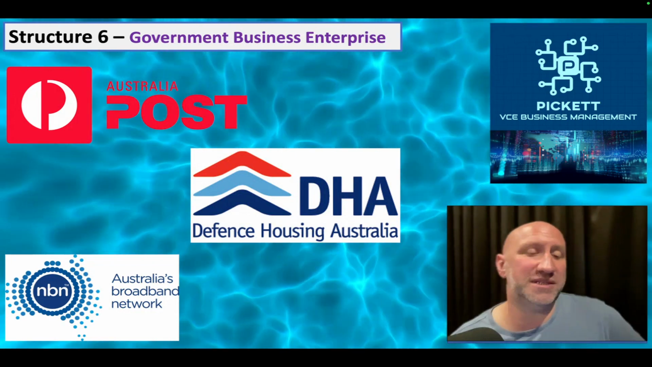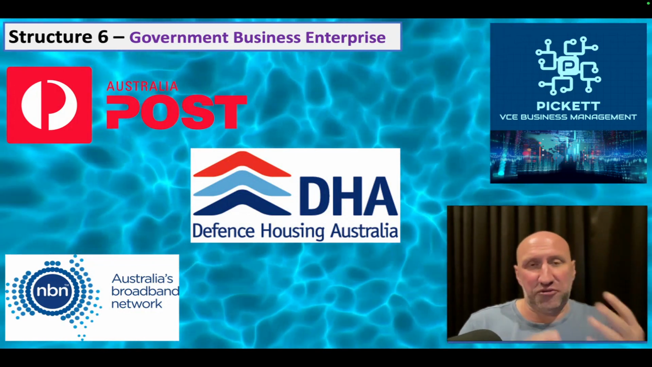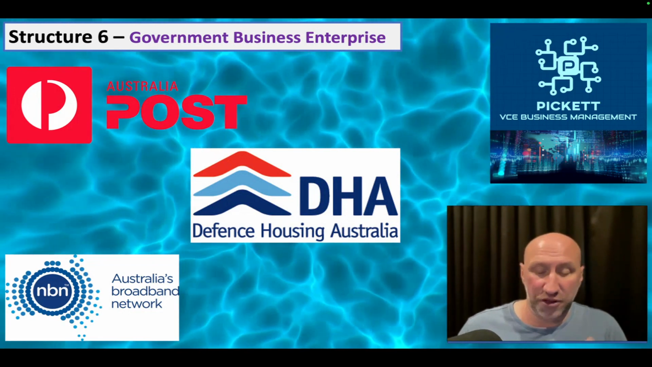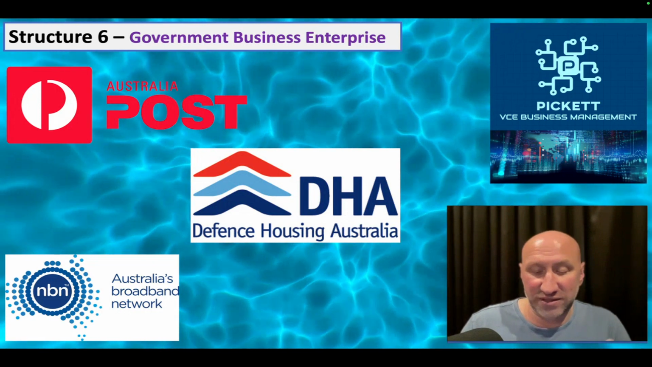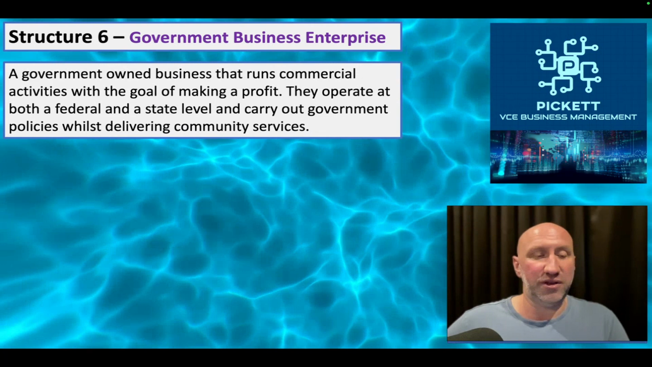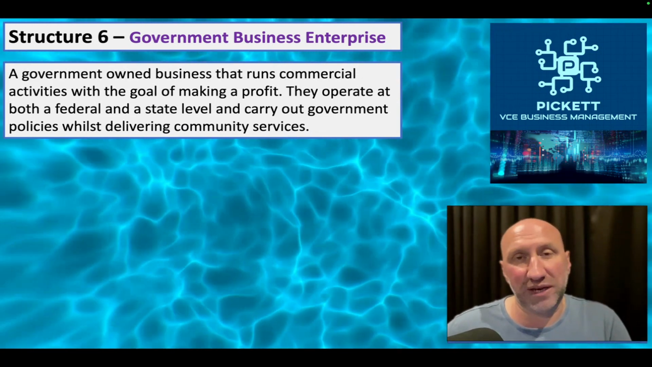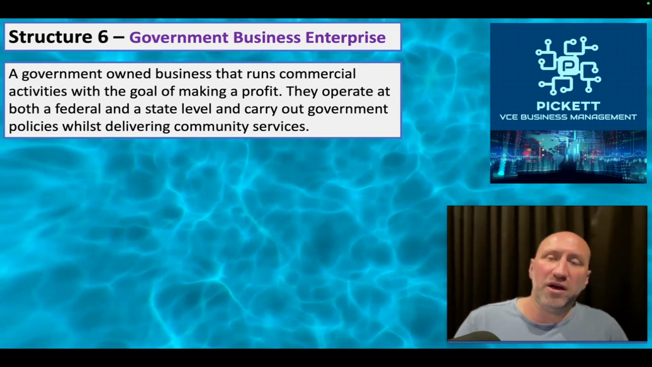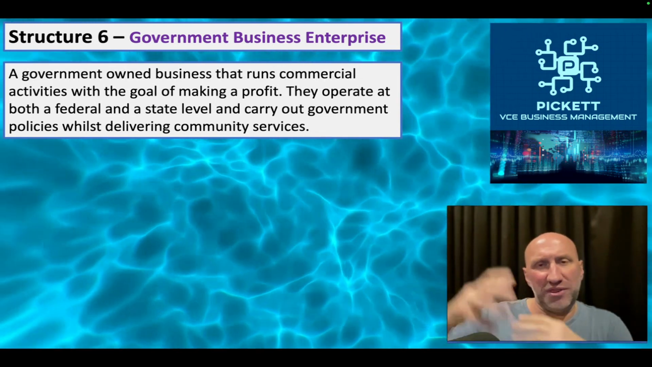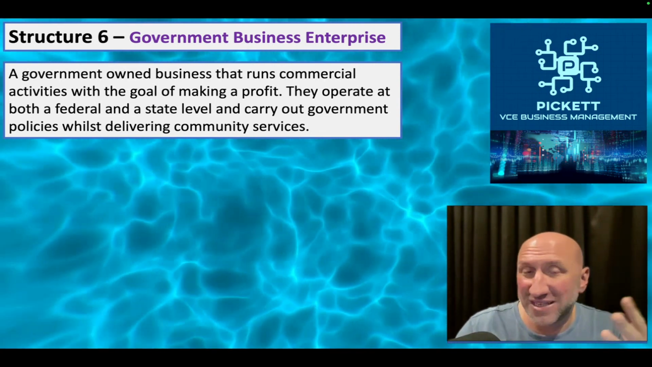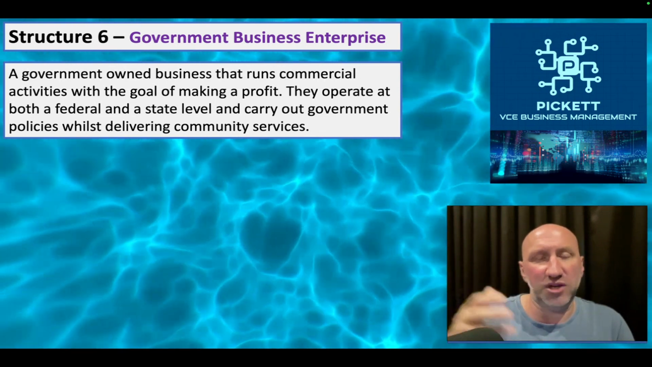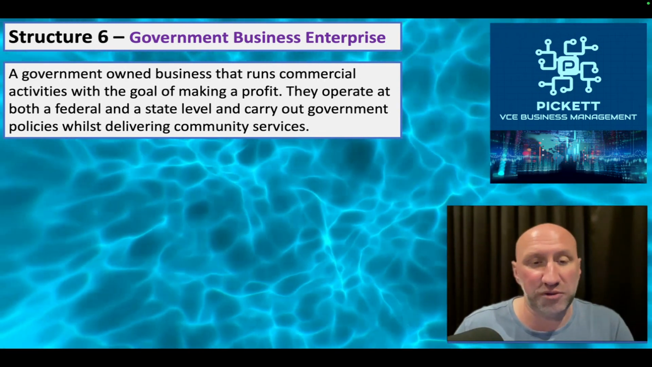Structure 6, government business enterprise. Here are 3 examples: Australia Post, Defence Housing Australia, and our NBN. There's not many examples of these, but these are 3 examples. This is now a government-owned business that runs commercial activities with the goal of making a profit. If we go back to when I was talking about public and private sector and all of those government departments, whether at federal level, state level, or local councils, all of those government departments are not there to make a profit. They're there to serve the community.